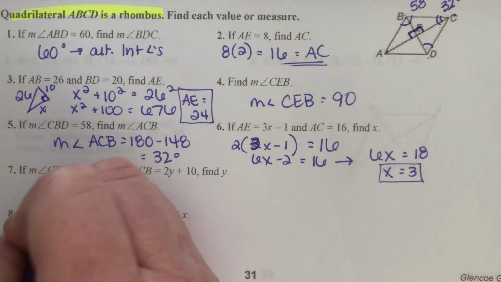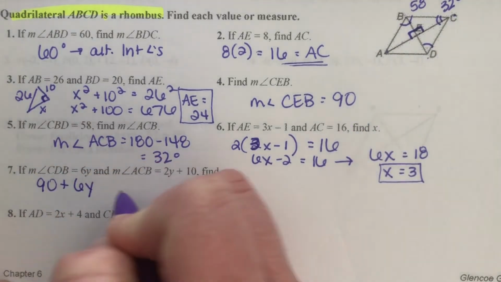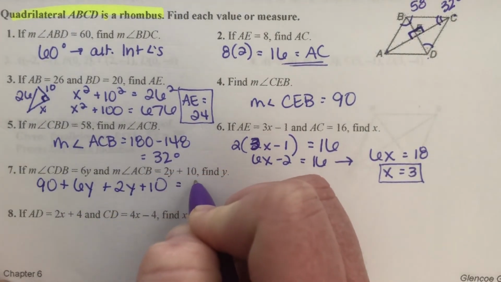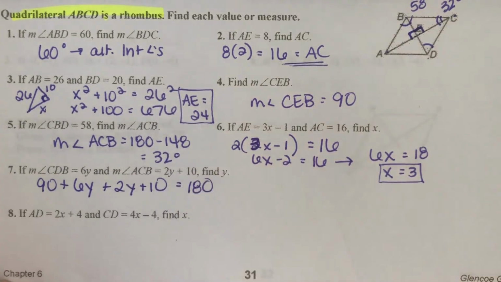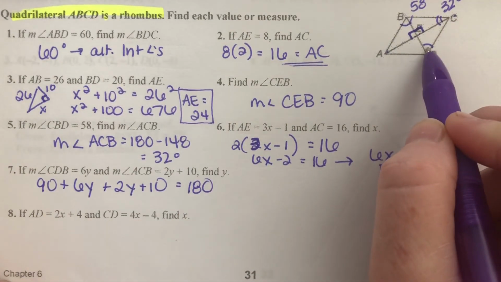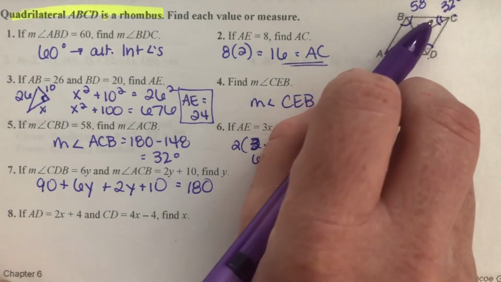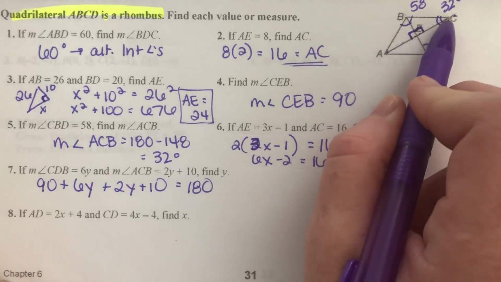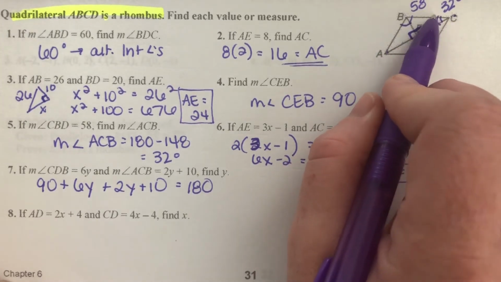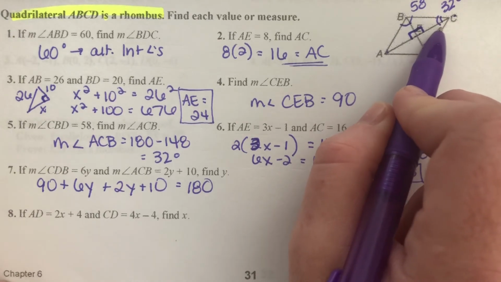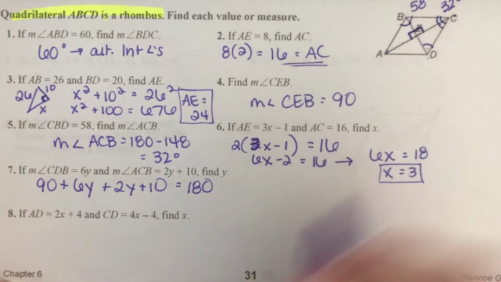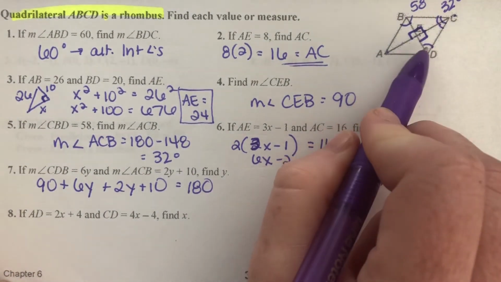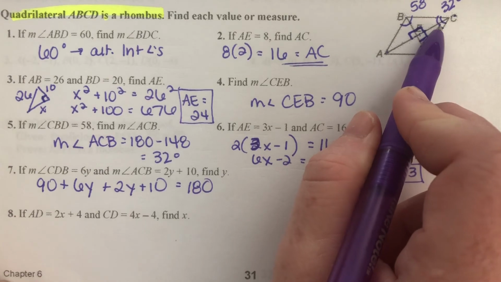Okay, so 90 plus 6y plus 2y plus 10 equals 180. Because that's all 3 angles, right? This angle here it's saying is 6y. This angle up top it's saying is 2y plus 10. But remember this angle bisector here cuts these in half. So if this one's 2y plus 10, this angle has to be 2y plus 10 as well, this bottom one. And I know this guy is 90. So 90 plus 6y plus 2y plus 10 equals 180.